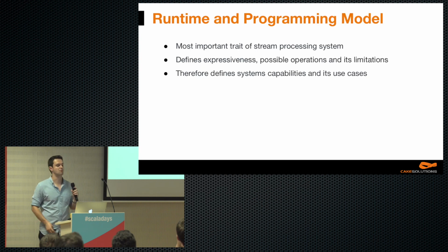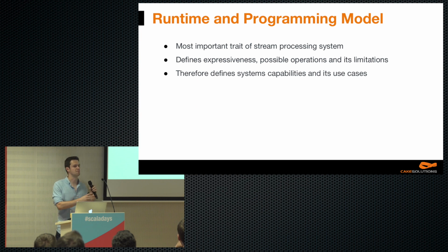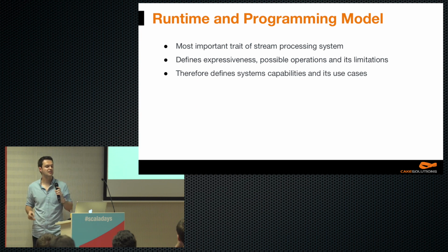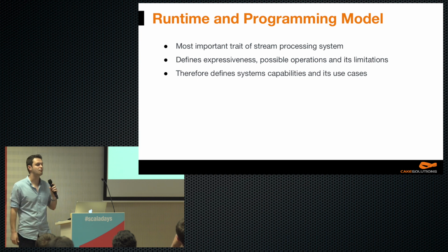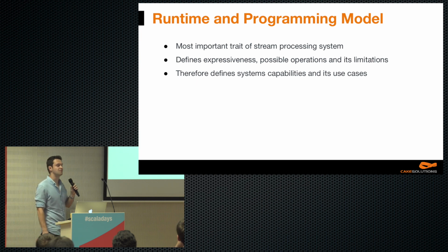So let's talk about runtime and programming model, which is probably the most important trait of the system, because it defines expressiveness, possible operations, and future limitations. Therefore, it defines system capabilities and its use cases.